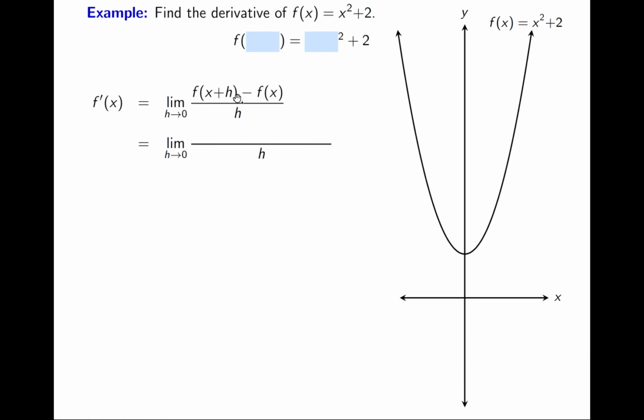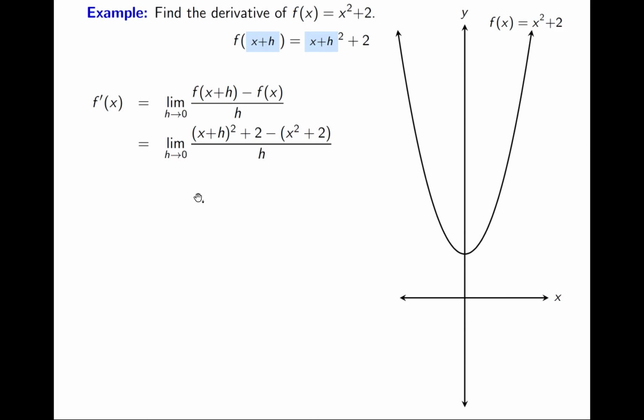So right here with the f of x plus h, it's x plus h, squared, plus 2. So we're going to replace the f of x plus h with what it is as an algebraic expression. It's (x plus h) squared plus 2. Then we have a minus f of x. Well, f of x is x squared plus 2. So we have minus (x squared plus 2).